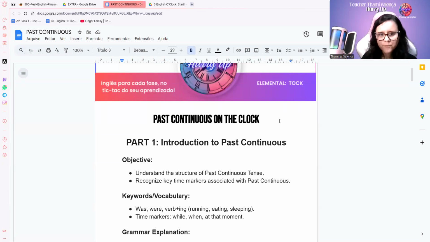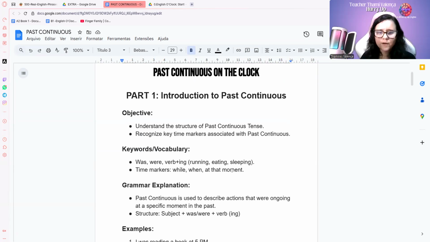In today's class, we're gonna explore the past continuous. Welcome to part 1, Introduction to Past Continuous. The objective of this lesson is to make you understand the structure of the past continuous tense. Also, recognize key time markers associated with the past continuous. I would like to introduce the keywords and also the vocabulary.